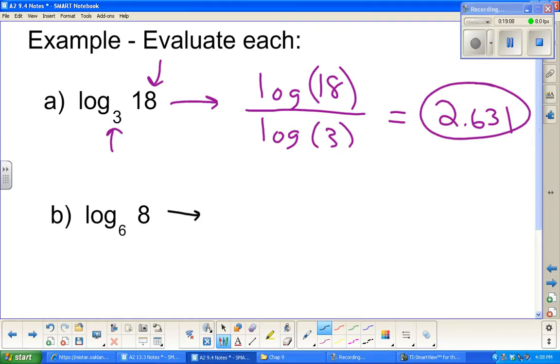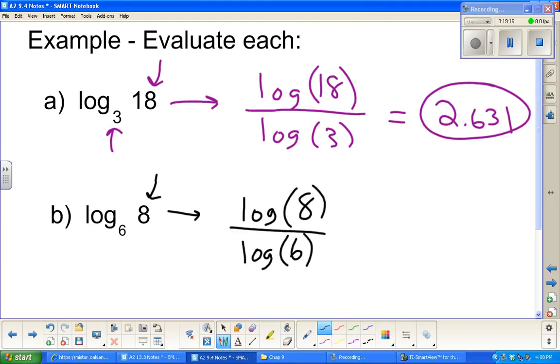So one last one. It's just the log of the number on the outside over the log of the base. Straight calculator problem. Use your parentheses there, and if you want to verify this one, you should end up with about 1.1605, I think it was.